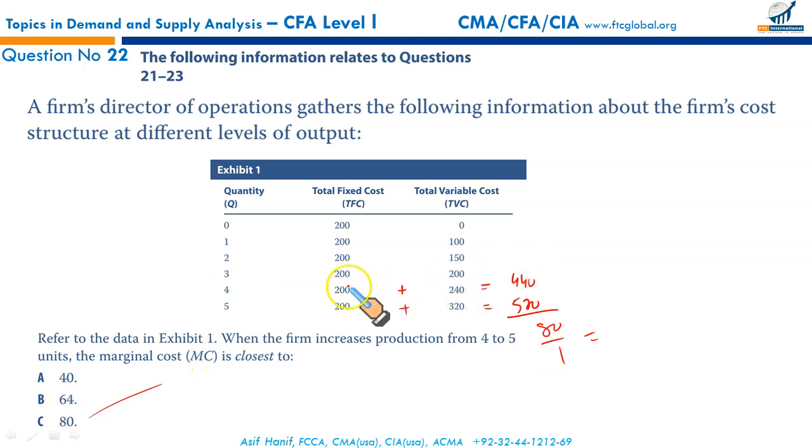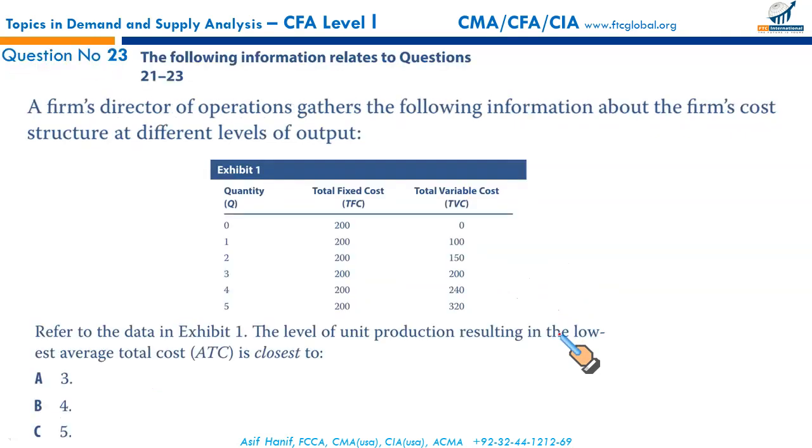But this is recommended because maybe fixed cost can take steps. Yes, it is possible in a production process. Fixed cost can take steps if the level of production exceeds the predetermined established level. So in that case, it's recommended to use the total cost, take the difference and divide by the quantity. So that makes C the correct option. Next.